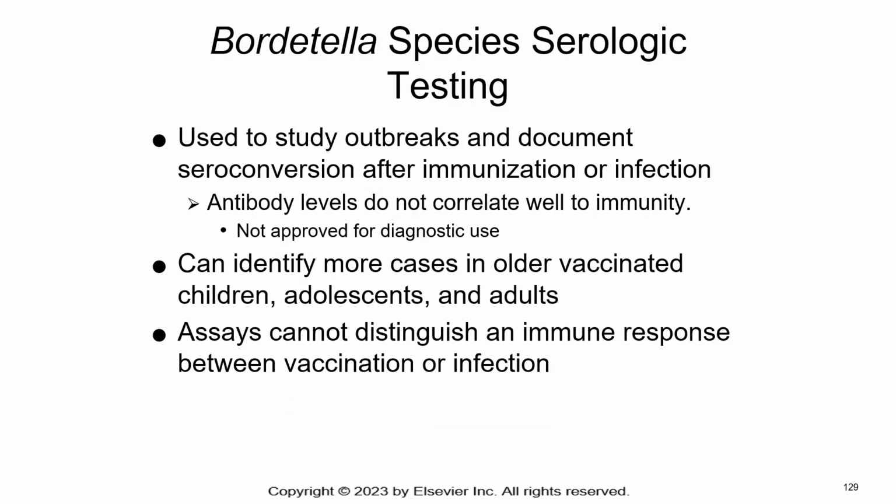Serological testing is used to study outbreaks and document seroconversion after immunization or infection. It can identify more cases in older vaccinated children, adolescents, and adults. Assays cannot distinguish an immune response between vaccination or infection. So if we look for antibodies, we can't tell: were the antibodies because they were vaccinated previously? Were they because they were exposed previously? Or because they currently have the infection? So we usually just detect the antibodies to determine outbreaks.